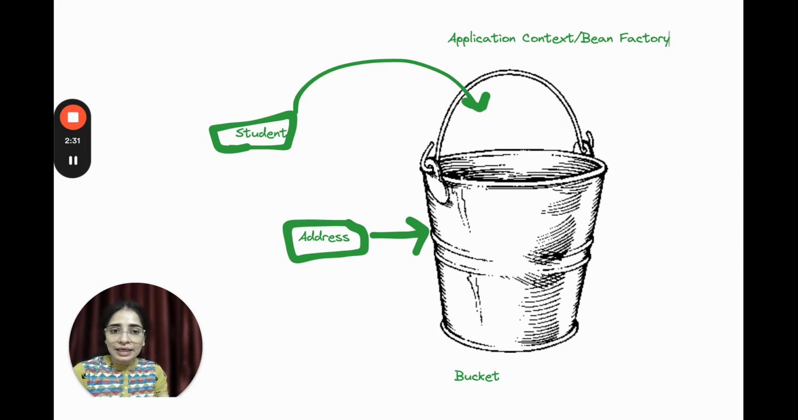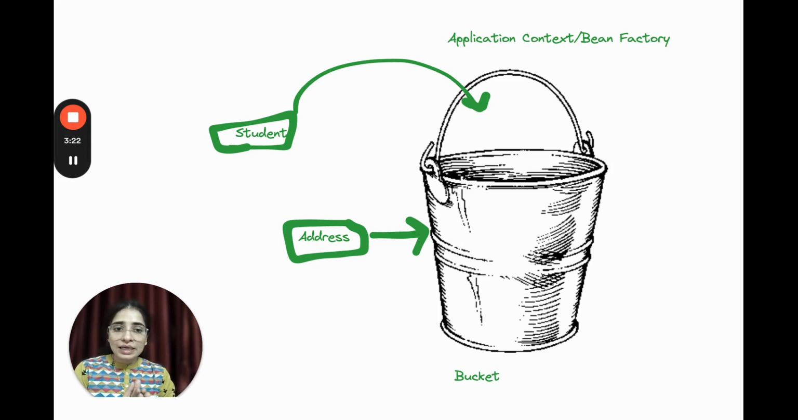I'll take an example of XML. In an XML file, I'll be telling what objects need to be present inside the bucket. The objects that are present in the bucket, and which Spring uses in order to resolve the dependencies, are known as beans. What are beans? Beans are the objects created and maintained by Spring in order to resolve the dependencies. This is the only difference between a normal object and Spring beans.